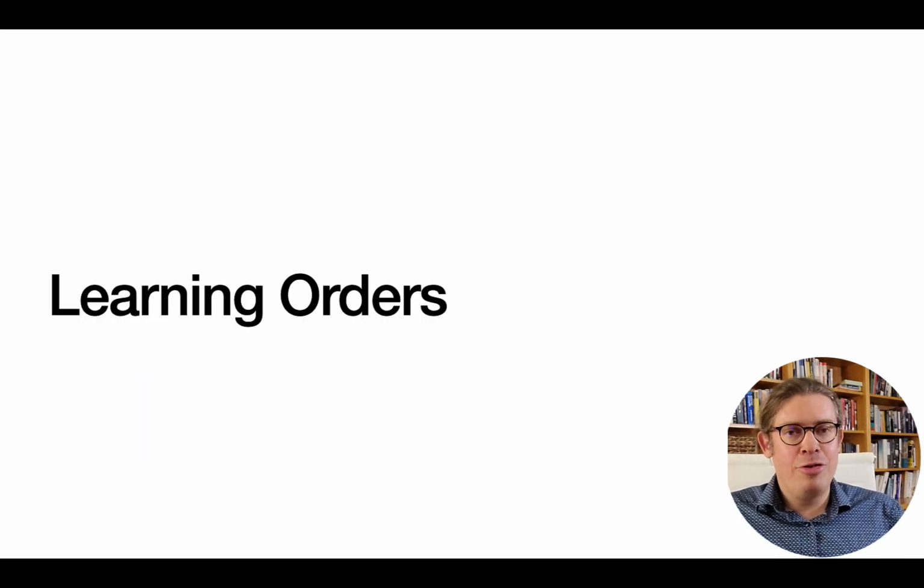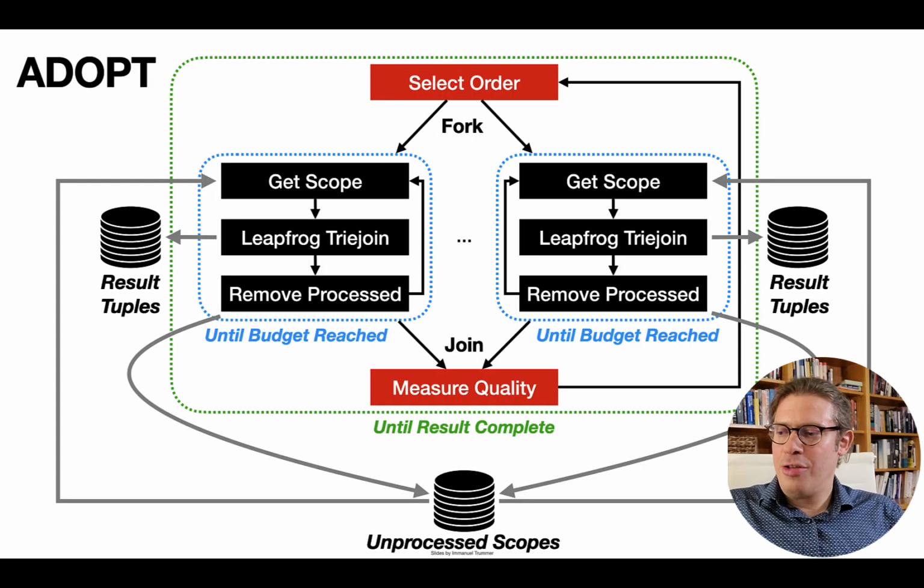Now, I mentioned that Adopt converges to optimal attribute orders over the execution of a single query. So let's discuss in more detail how it actually accomplishes that. In order to converge to optimal orders, we first of all need to be able to recognize optimal orders via quality measurements. So this concerns the component that is marked up in red. I'm going to discuss first how we measure quality, then I'm going to discuss how we select attribute orders based on those quality measurements.